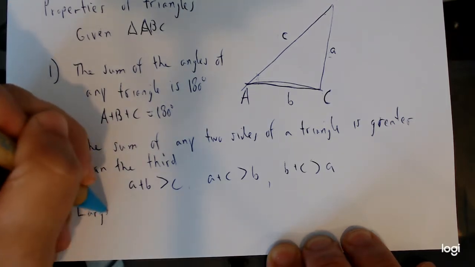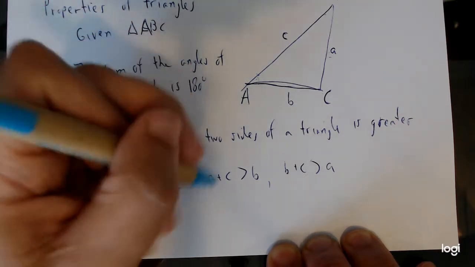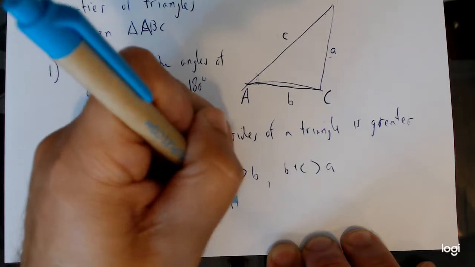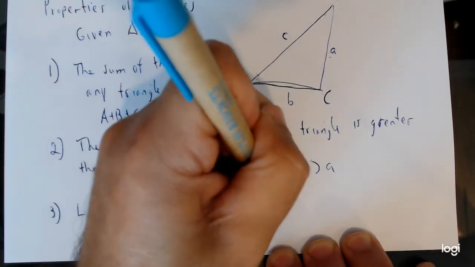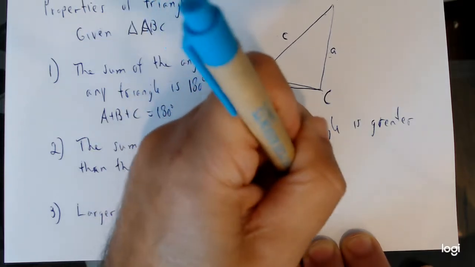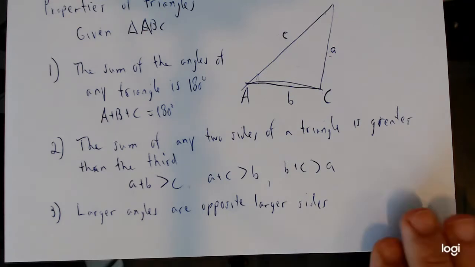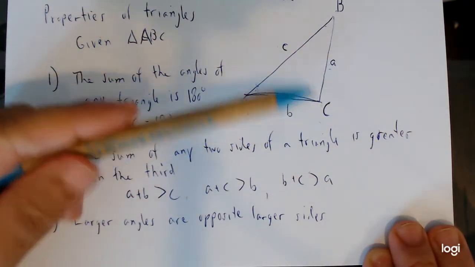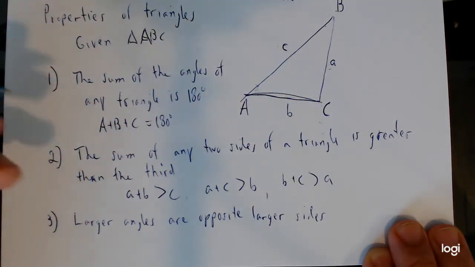Larger angles are opposite larger sides. So what does that mean? Remember how we said this angle C, the way I identify side C is opposite angle C. So here's what we can say, for example.